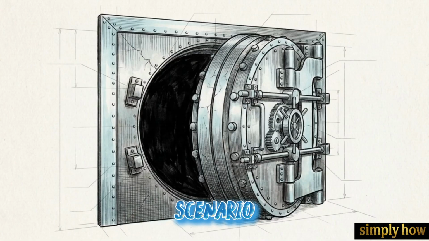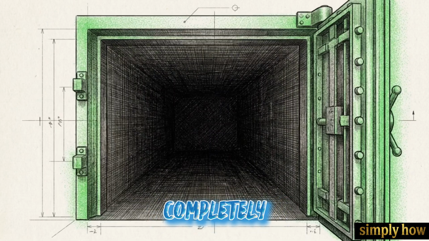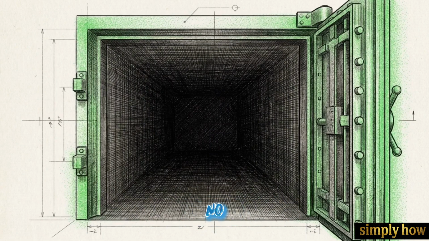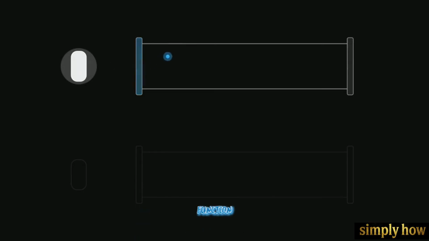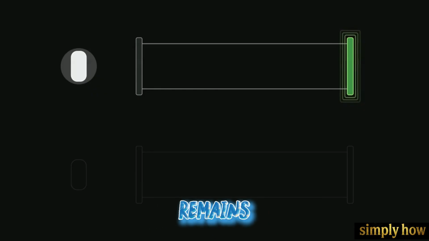There is a scenario where this technology reaches its limit. If a user enters a completely sealed underground room with no external light sources, the system fails. Image intensification requires reflected light to function. In a space with 0 photons, the multiplier has nothing to work with, and the display remains dark.